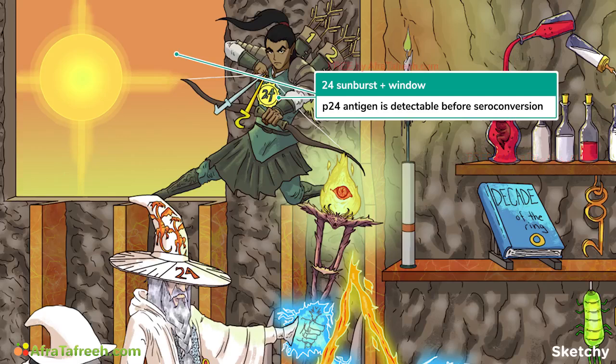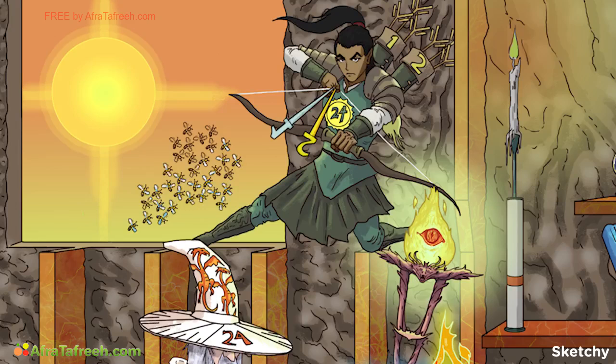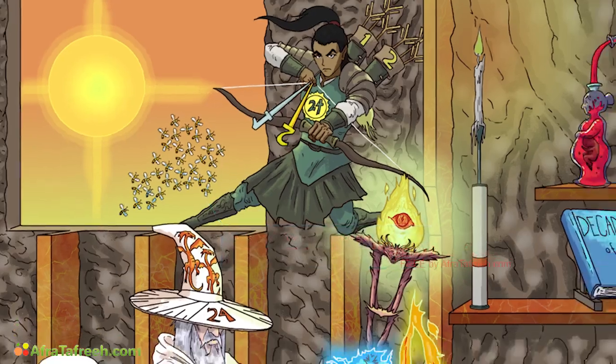But certain tests that detect pieces of the virus become positive much earlier on. This includes the P24 capsid protein as well as viral RNA. This swarm of gnats in the window next to the positive sense RNA sun are here to remind you that nucleic acid testing, or NAT for short, is used to detect HIV RNA. NATs can detect HIV before seroconversion, that is, during the serological window.